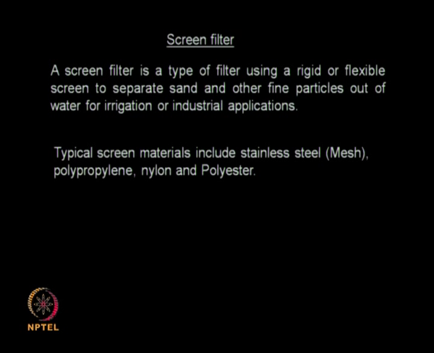So the type of material you may use is stainless steel or iron mesh, polypropylene mesh, nylon mesh, polyester mesh. So they are very rigid, they are very rugged, they can last for a very long time. So you can have mesh of different sizes, that means different holes. So you will also be able to separate the particles into different categories depending upon the particle size. So these filters are very ubiquitous if you are interested in collecting particles of various sizes.